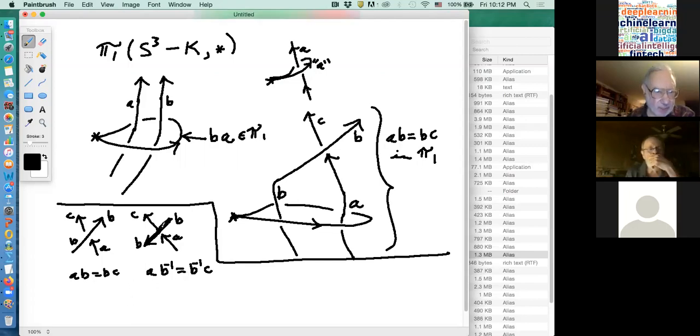So it's the same, it's just that now you would have an inverse for the loop that goes in the opposite direction. And so we can write this as C, the outgoing line, is equal to B inverse AB in the case of the first one, and we can write it as C is equal to BA B inverse in the case of the second one.